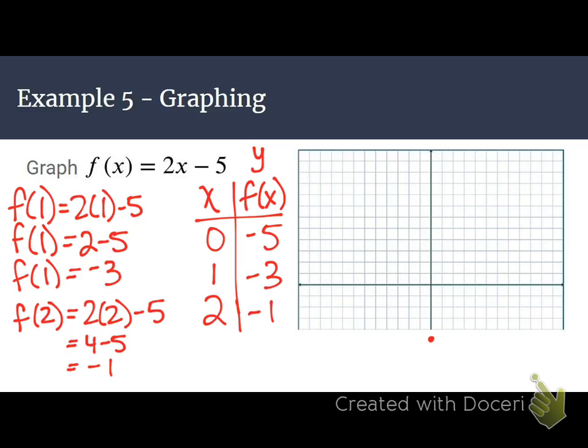All right, what about the point 1, negative 3? Right 1, down 3, and the point 2, negative 1. Right 2, down 1. And our points should lie in a straight line. We have to put a line through them. That was step 3. Make sure that it is a straight line, so use your ID or something to show me that that's a straight line that goes all the way through the graph with arrows on the ends.